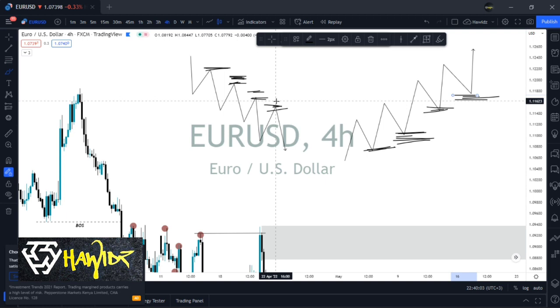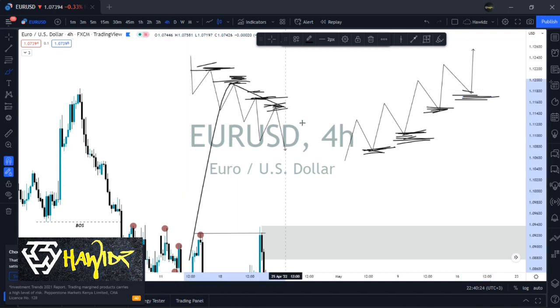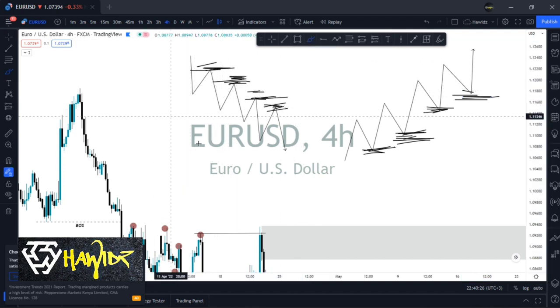Liquidity lies above swing highs and below swing lows. So these are the swing highs, right? Above swing highs and below the swing lows. And if you don't know what a swing high and a swing low is, let me put a little bit of clarification in that.